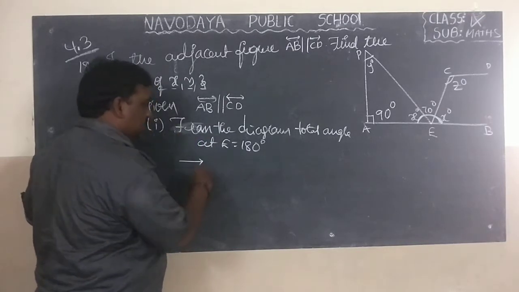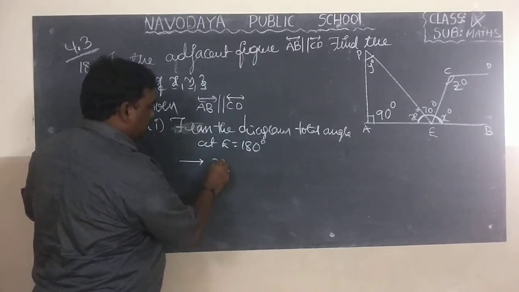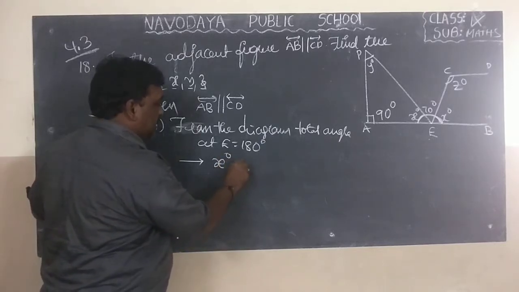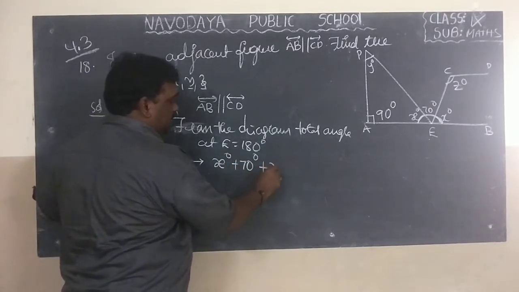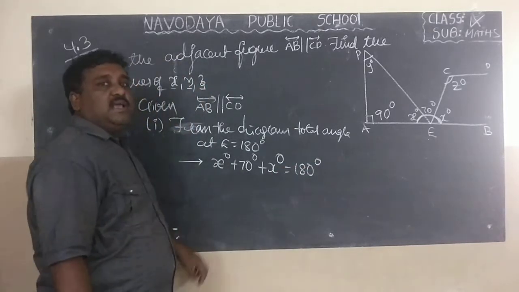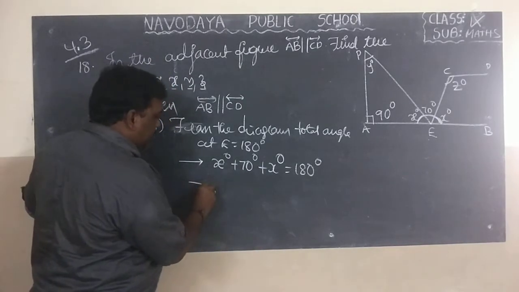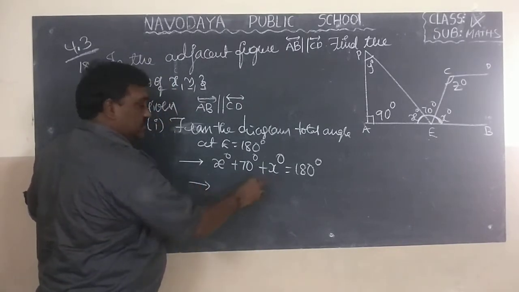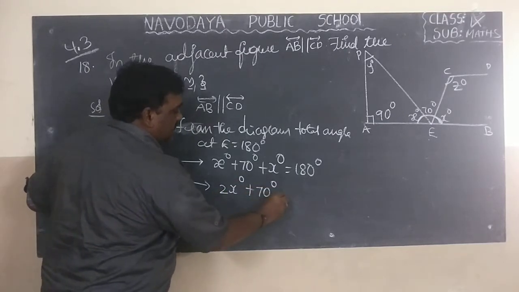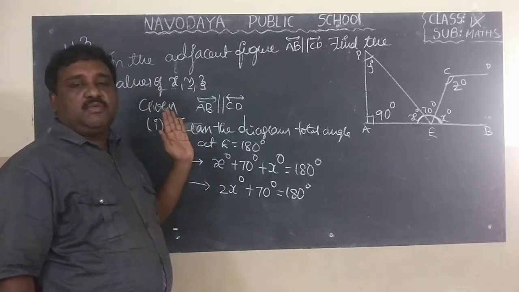What are the angles at E? Tell me what are the angles at E? First one x. Total three angles are there. Second one 70. Third one x, equal to 180. All three angles together 180 because protractor shape. Add x, 2x plus 70 equal to 180. 2x plus 70 equal to 180.